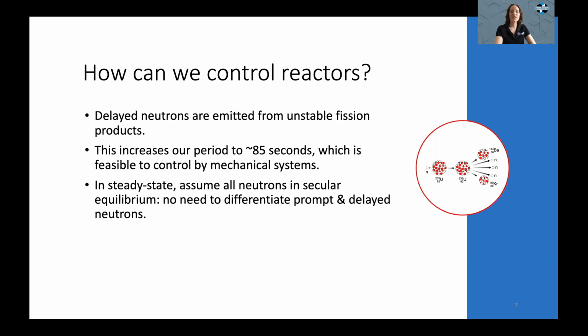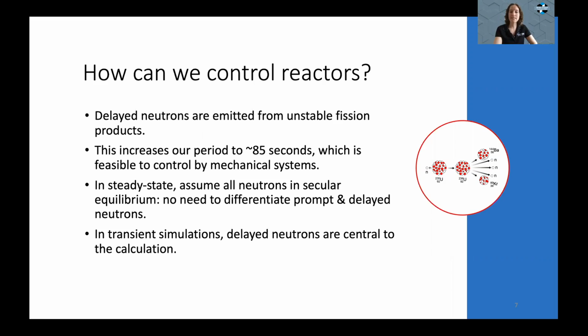In steady state simulations, we don't need to differentiate between prompt and delayed neutrons because they're all in equilibrium. But in a transient simulation, the delayed neutrons become crucial.